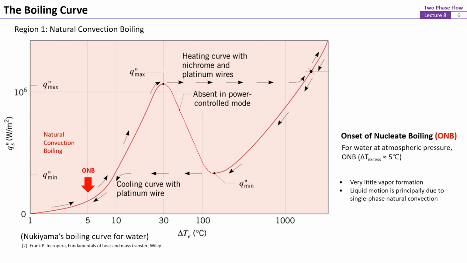When the excess temperature is increased to about 5 degrees C, the onset of nucleate boiling can be observed. Note that the liquid water near the heating wire is superheated and is in the metastable condition, as we previously discussed in lectures 6 and 7.